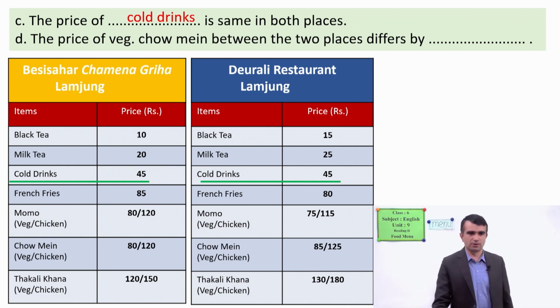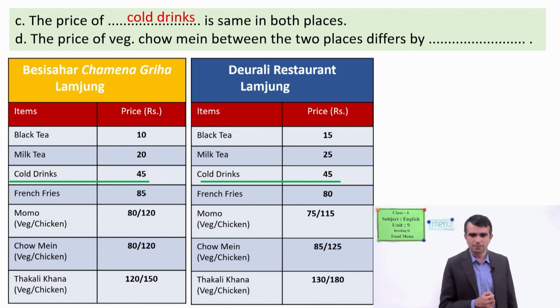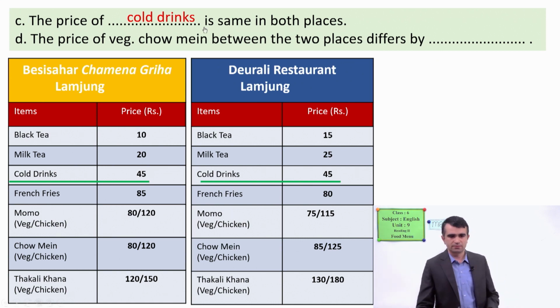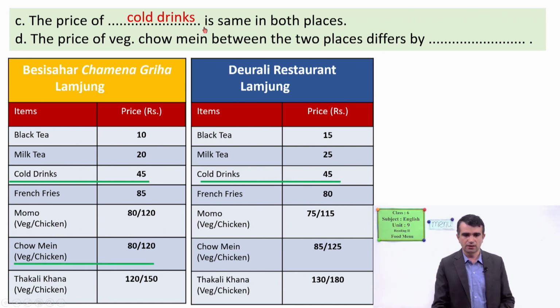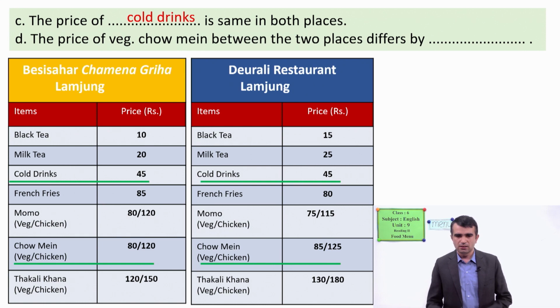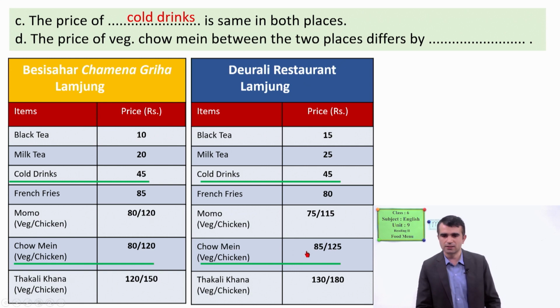Well, next, the last one, number D. The price of veg chow mein between the two places differs by, now see, the price of veg chow mein. Where is it? Okay, there you can see the price of veg chow mein. Chow mein, veg and chicken is given, isn't it? So what is the price of veg chow mein? Here it is 80 rupees. Here 85. Yes. So 80 and 85.